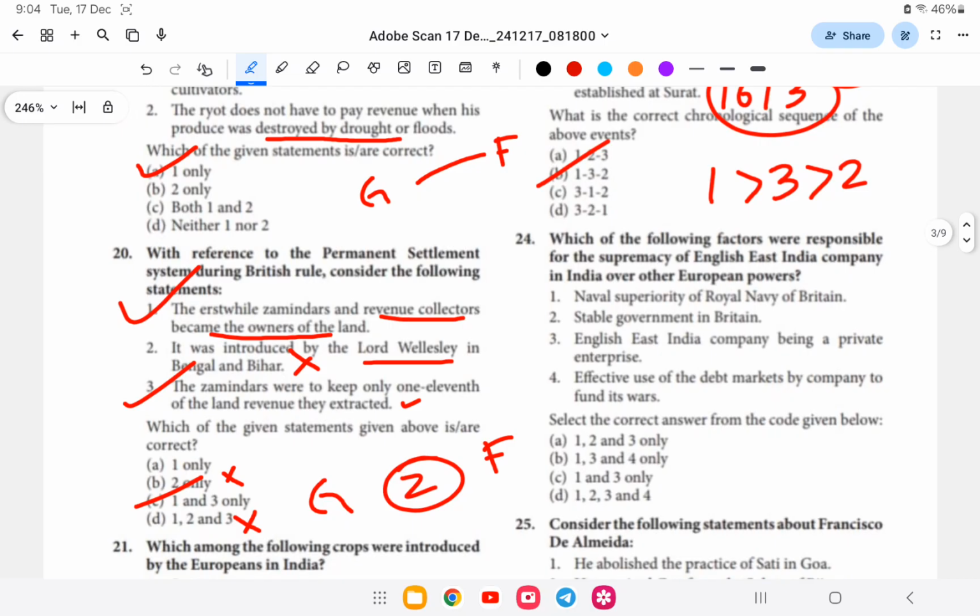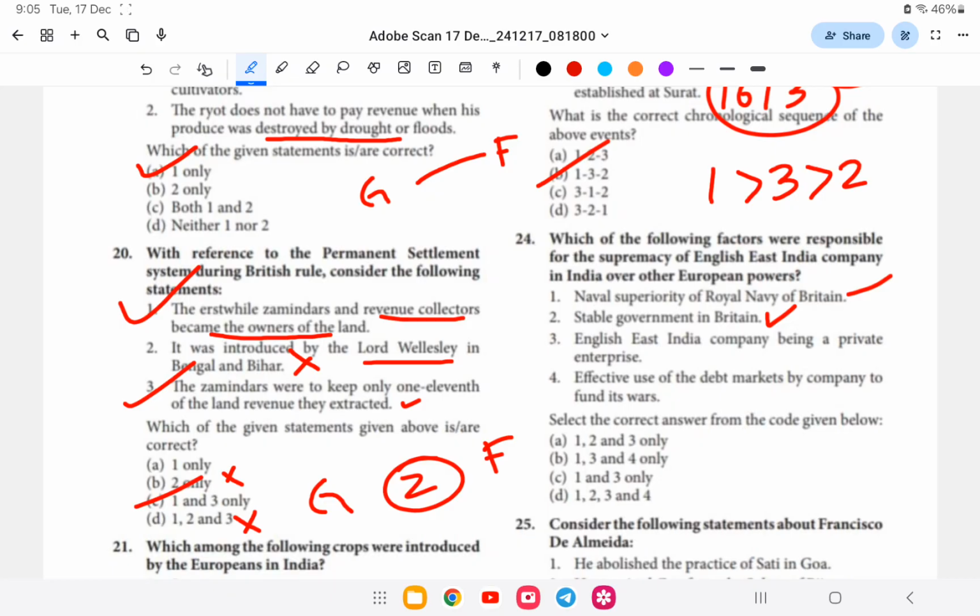Which of the following factors were responsible for the supremacy of the East India Company in India over other European powers? So what made the British more supreme over the other countries, the French, the Dutch, the Danish? Number 1, naval superiority of the Royal Navy of Britain. Correct, it means their navy was strong. Next, stable government in Britain. Britain's government was stable because it was under the direct control of the British Crown.